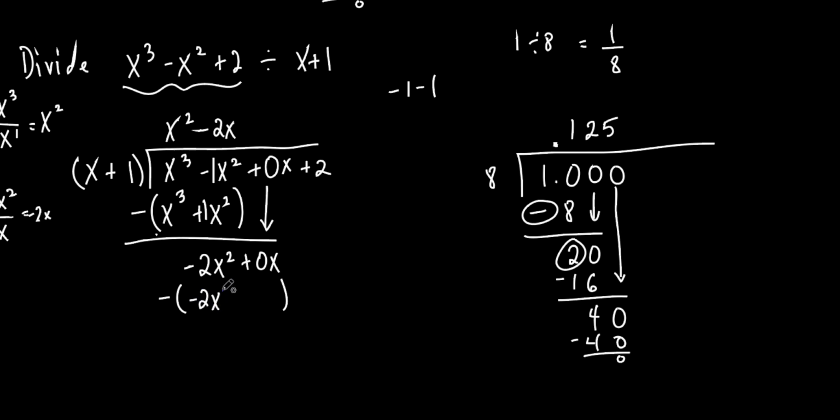Negative 2x squared. And then negative 2x times positive 1, which is negative 2x.